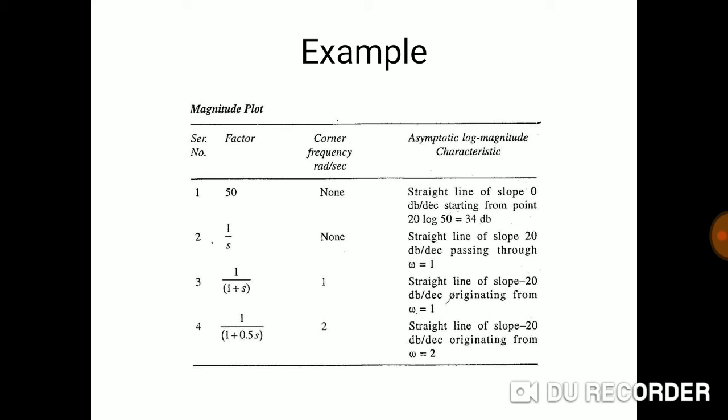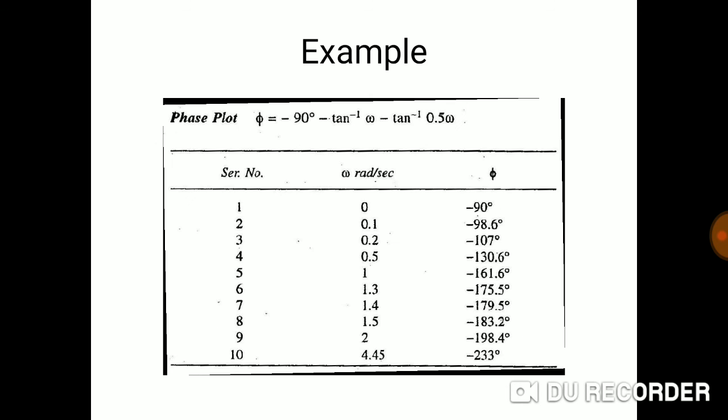50 is the constant. We know that for a constant we take 20 log of whatever the constant is. Here it is 20 log of 50, which is equal to 34 dB. For 1 upon s, there is only the 20 dB line, and a corner frequency is not there. For 1 upon 1 plus s, the corner frequency is 1, and the straight line is of minus 20 dB. And then 1 upon 1 plus 0.5 s has a corner frequency at 2, a straight line of minus 20 dB passing through omega equal to 2.